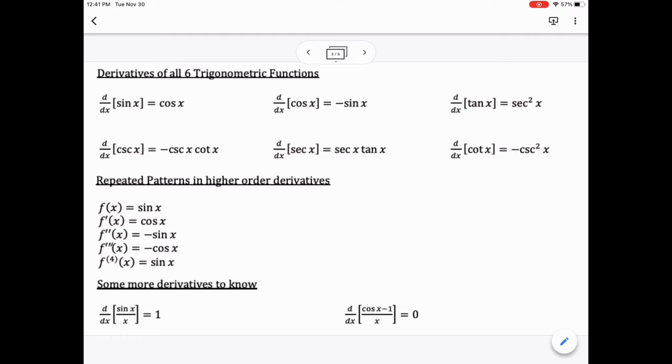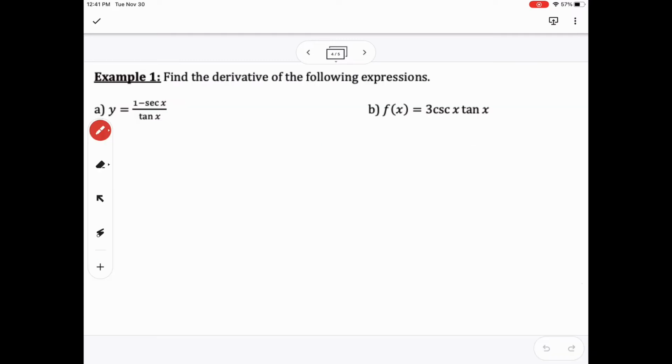One of the neat things about sine and cosine is that they repeat. If we start with sine, the derivative of sine is cosine, then the derivative of cosine is negative sine, then the derivative of negative sine is negative cosine, then for negative cosine, it's sine again. So they kind of repeat. And notice at the bottom of that, I have those other two limits that we found in their derivatives.